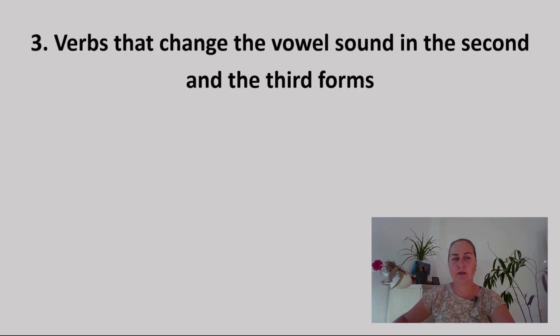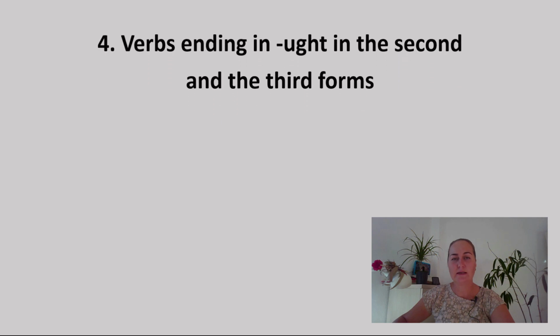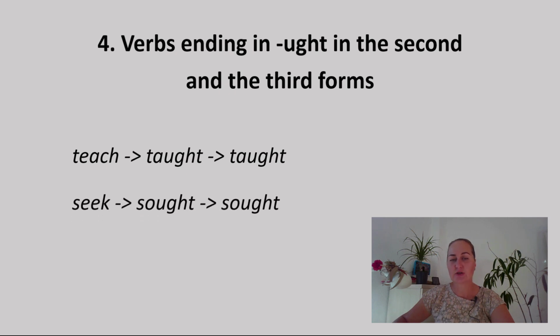Group number 3. Verbs that change the vowel sound in the second and the third forms. For example, sing, sang, sung, swim, swam, swam, ring, rang, rung. Group number 4. Verbs ending in UGHT in the second and the third forms. For example, teach, taught, taught, seek, sought, sought, buy, bought, bought.